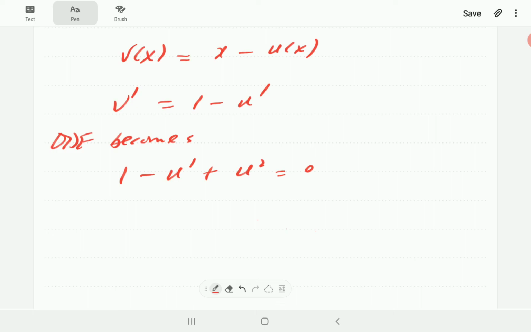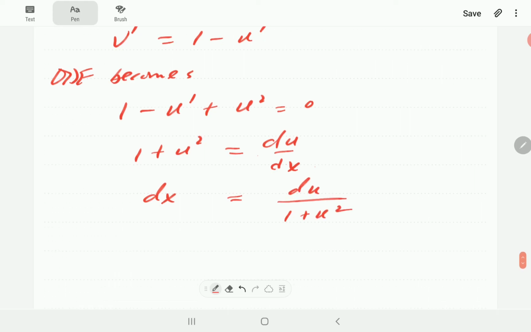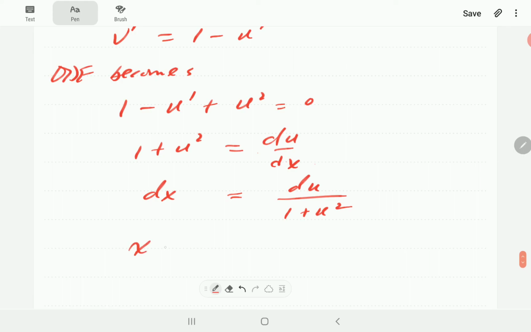I'm going to take the u prime to the right hand side and write it as du dx. Now I can see this is variable separable. I'll bring the dx this side and the du that side. This we can integrate. It's going to be x plus, say, k1.